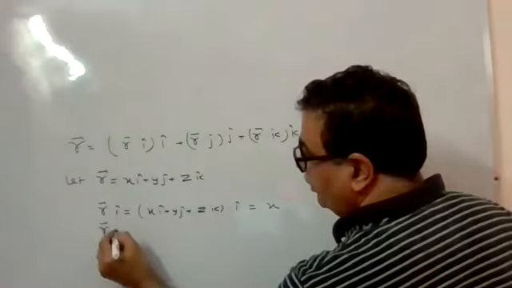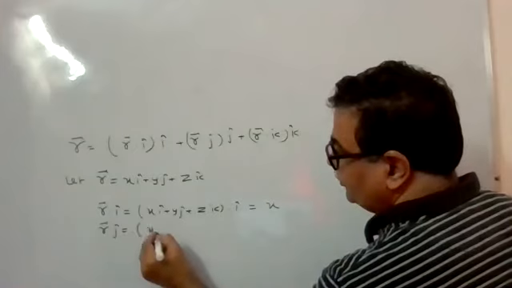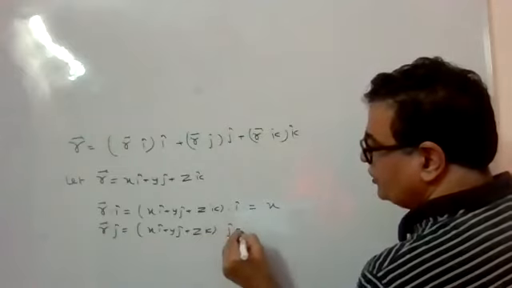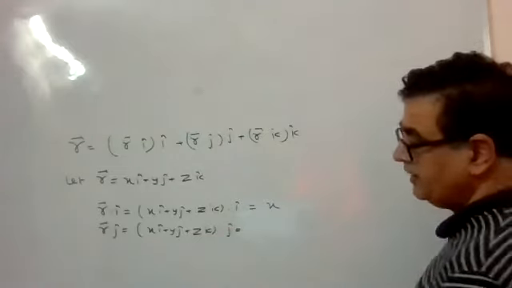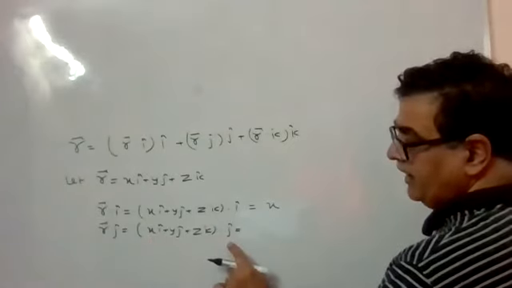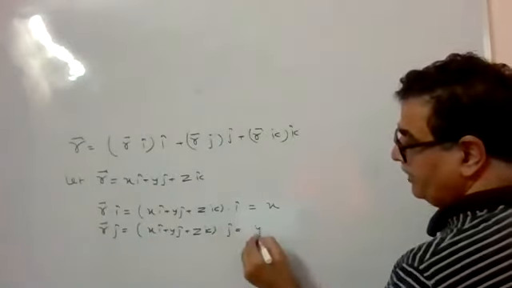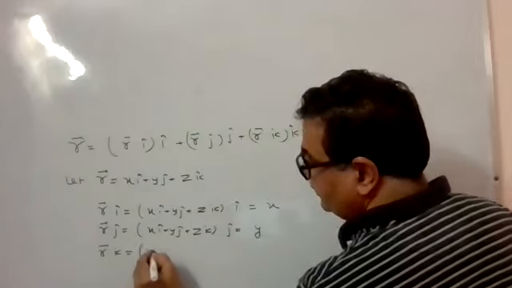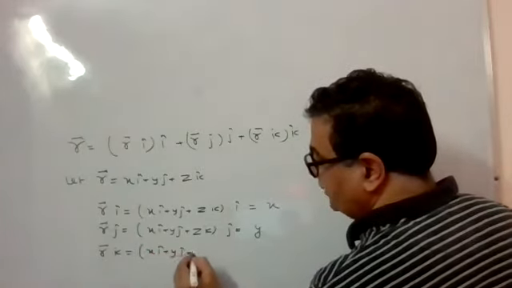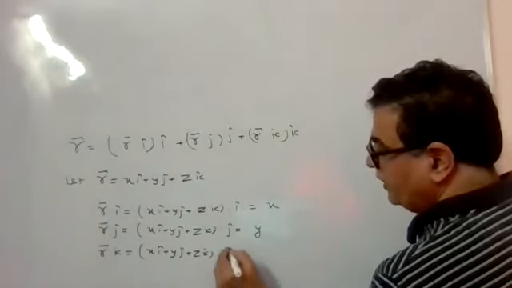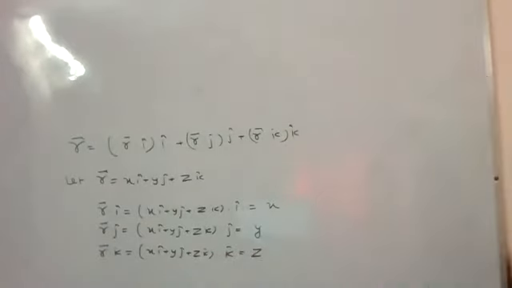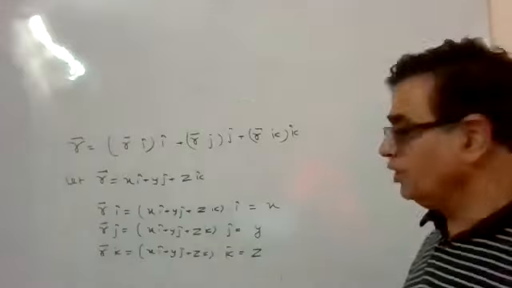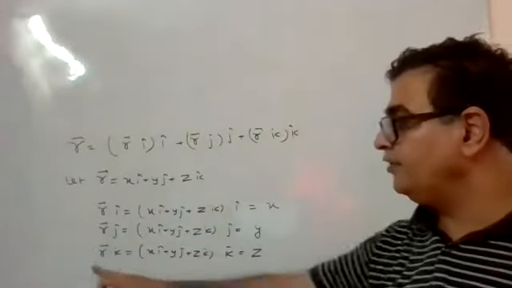Same way we have R dot j. Then it comes out to be xi plus yj plus zk dot j. क्या आएगा ये? x 0 है, y into 1 तो ये हो गया y. Same way we go for R dot k. That will be xi plus yj plus zk dot of k. What will it come? Simply z. Right? So what is x? R dot i. y will be R dot j. And z will be R dot k.